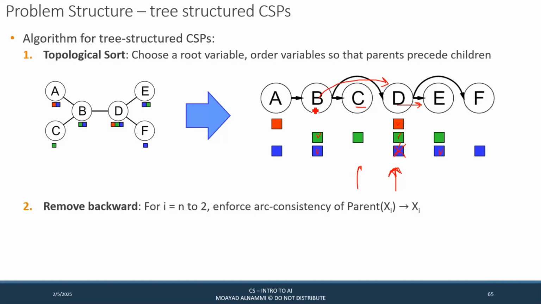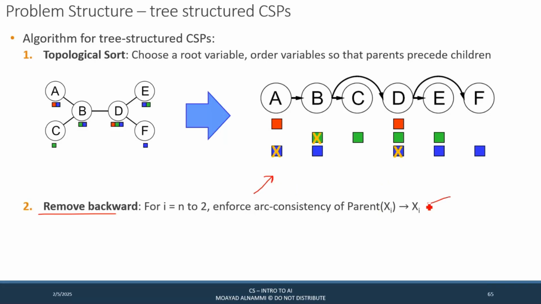The arc from B to C. If I assign green, then there's no value for C that can be assigned, so I need to remove green from the domain of B. For blue, it's fine. Then the pointer is here. Finally, check the arc between the final parent and B, which is A goes to B. If I assign it red, it can be assigned blue. If I assign it blue, there's no value, so I need to remove it. So after checking this line, these are the domains that I currently have.